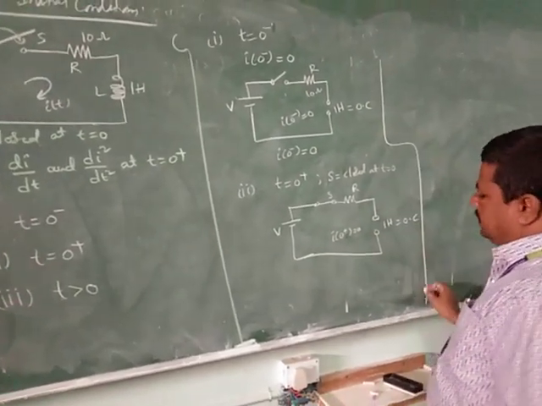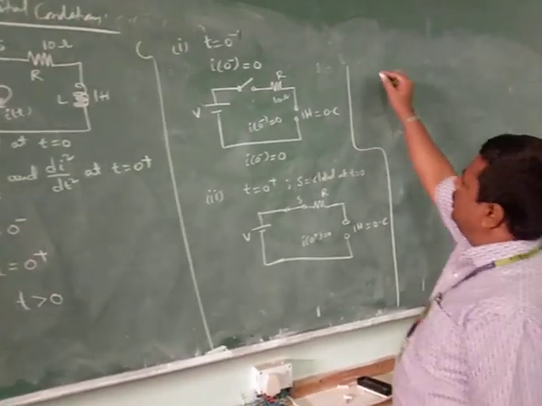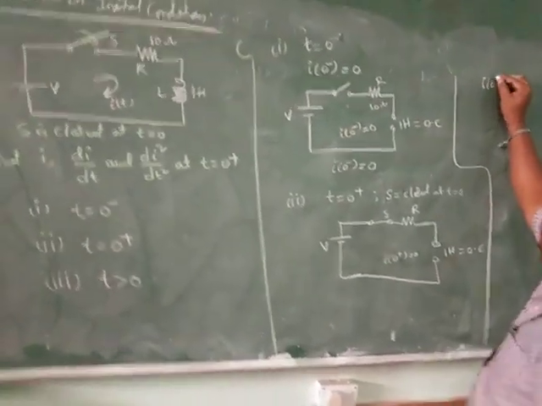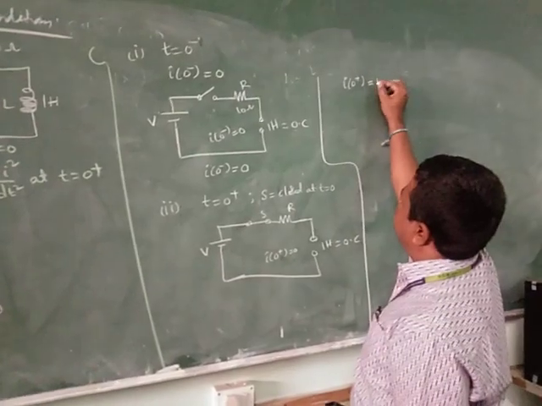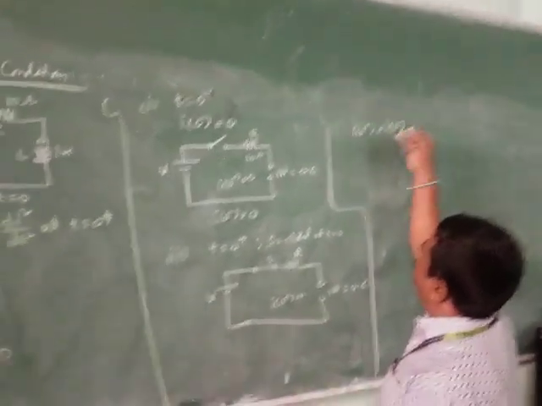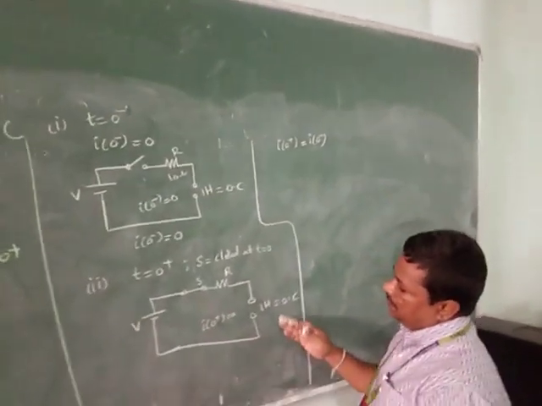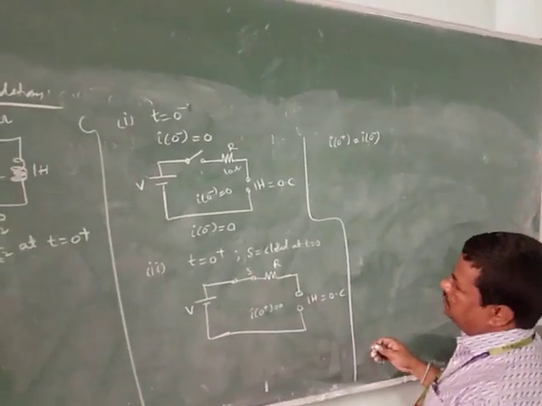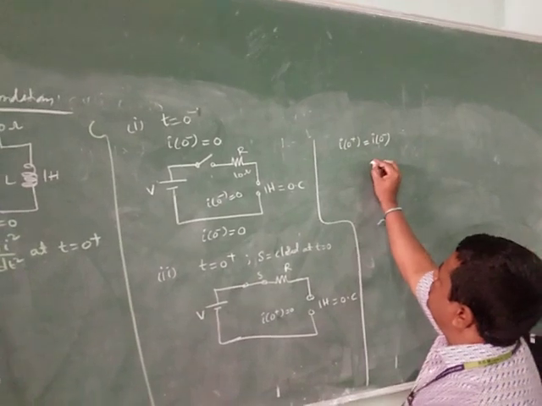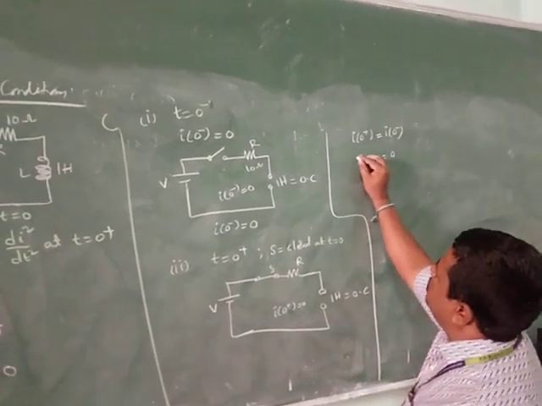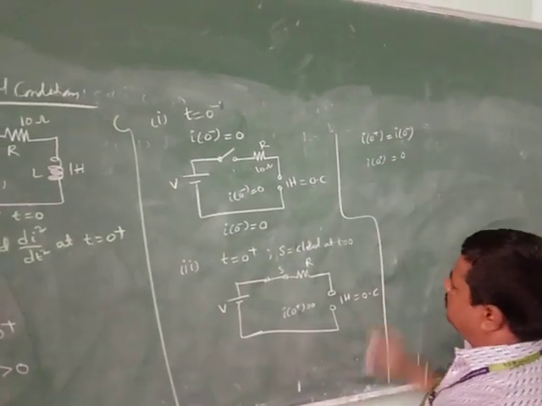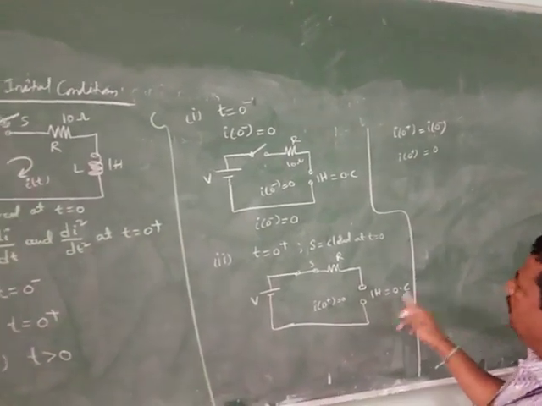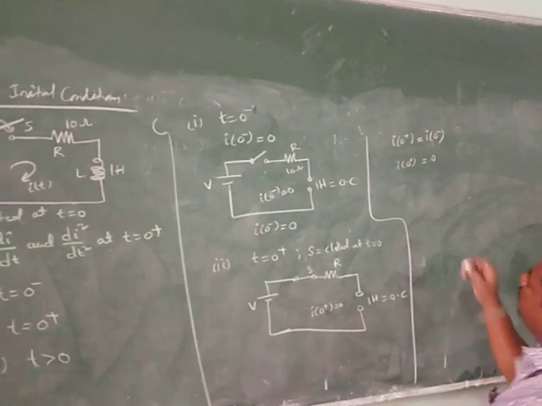Why? Because in inductor, already we described the initial condition of inductor, I of 0 plus is equal to I of 0 minus. That means inductor does not allow the sudden changes. So that I of 0 minus is equal to 0, so that I of 0 plus also 0. Again current is equal to 0, it behaves like an open circuit.